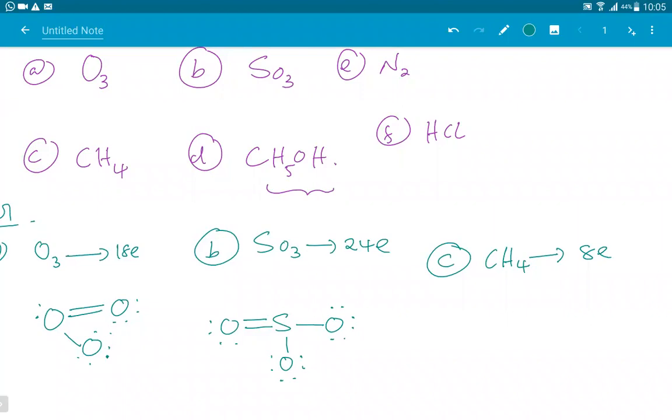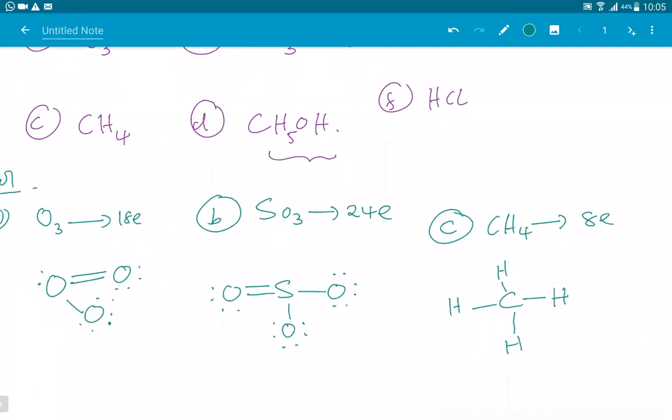Then carbon as the central atom, then all 4 hydrogens, with the bonded pairs. So 2, 4, 6, 8. It's balanced already. Mr. Mtambo, are you comfortable with that? And other colleagues, are you comfortable that this is how the methane structure will come out?